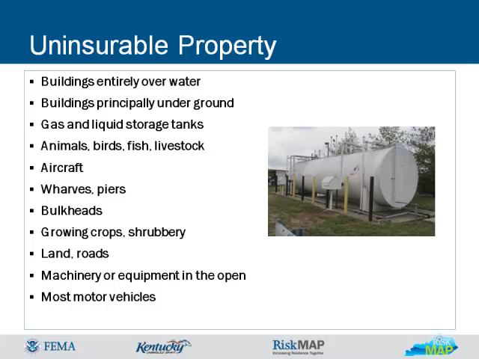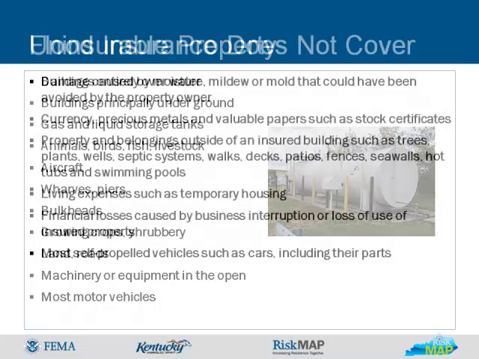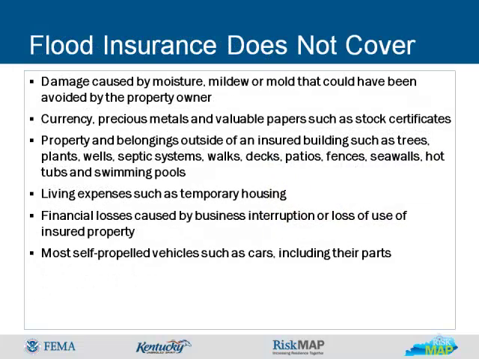Uninsurable properties include buildings entirely over water, buildings principally underground, gas and liquid storage tanks, animals, birds, fish, and livestock, aircraft, wharves and piers, bulkheads, growing crops and shrubbery, land and roads, machinery or equipment in the open, and most motor vehicles.